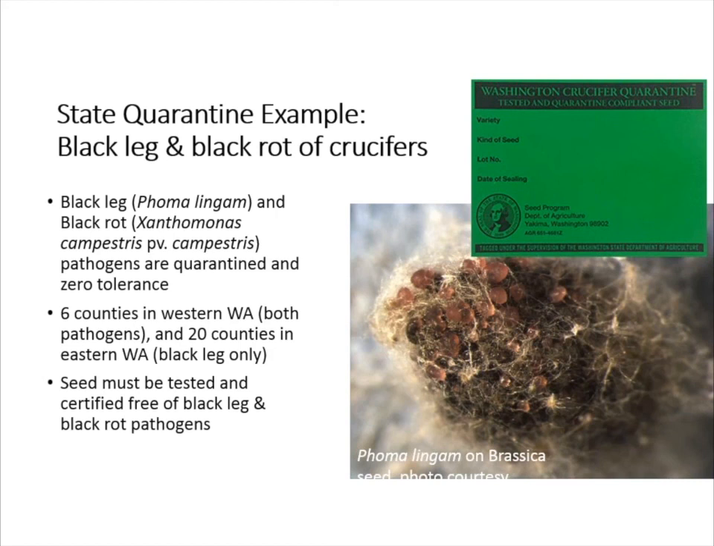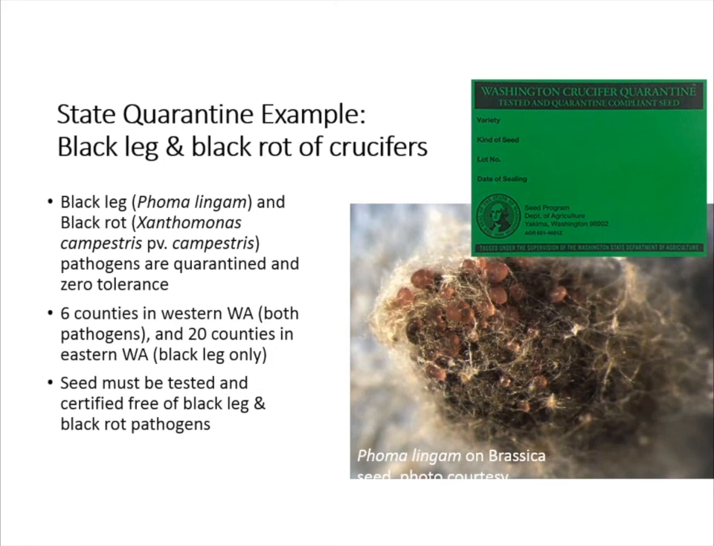And one of the reasons for having such a strict quarantine zone is because these regions where the quarantines are set up are important seed growing areas. So if we don't have the disease here, then we don't have to worry about spreading inoculum or introducing the pathogens on seed into other areas. So it's protected because of the seed production here.